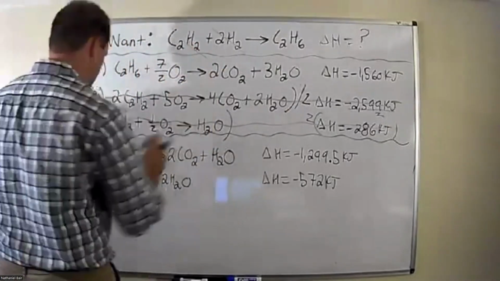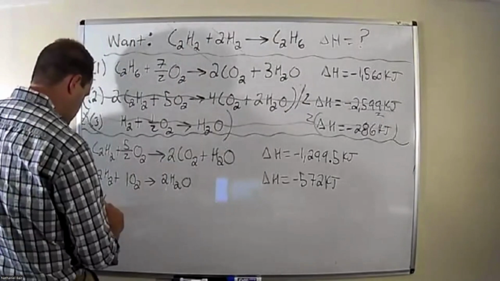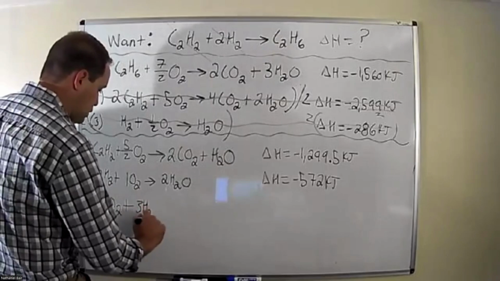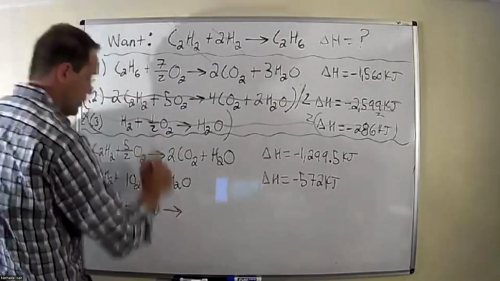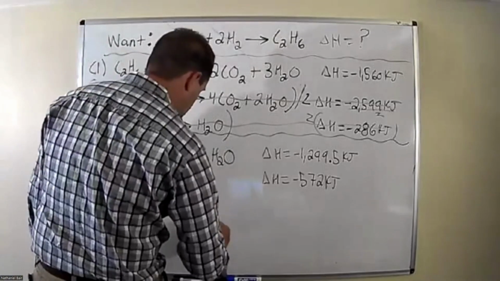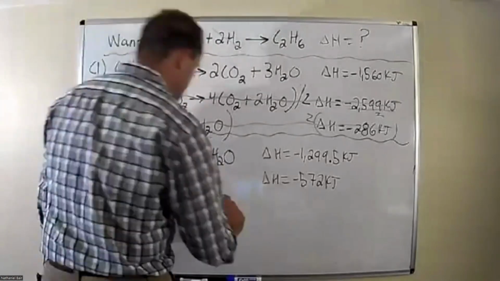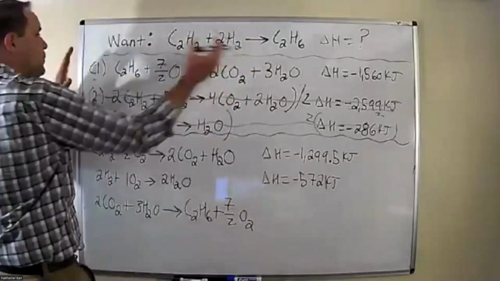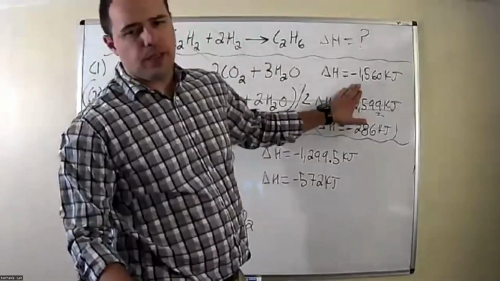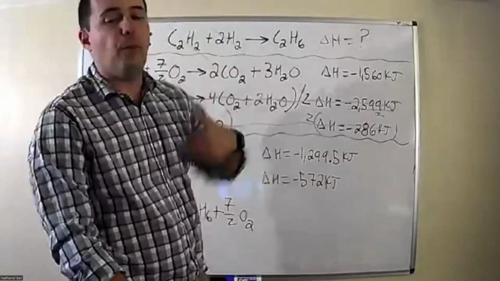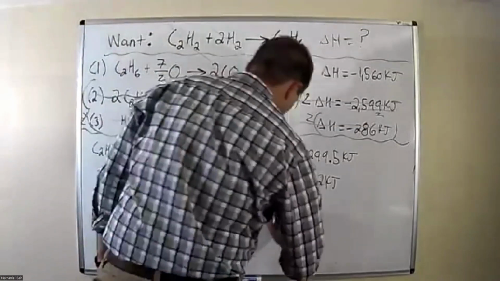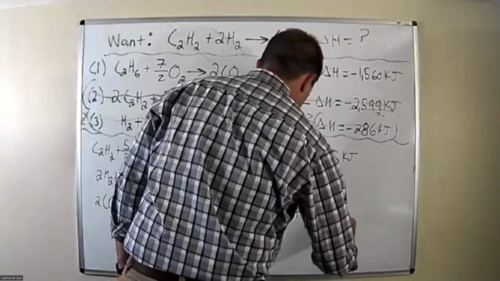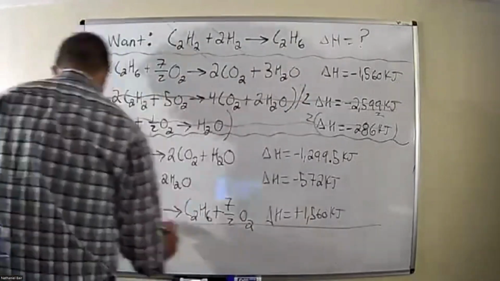So we're going to flip this top reaction. It's going to become 2CO2 plus 3H2O. And that's going to go to C2H6 plus 7 halves oxygen. Since we flipped it, this goes from a negative 1,560 to a positive 1,560. So the change in enthalpy is now a positive 1,560 kilojoules.